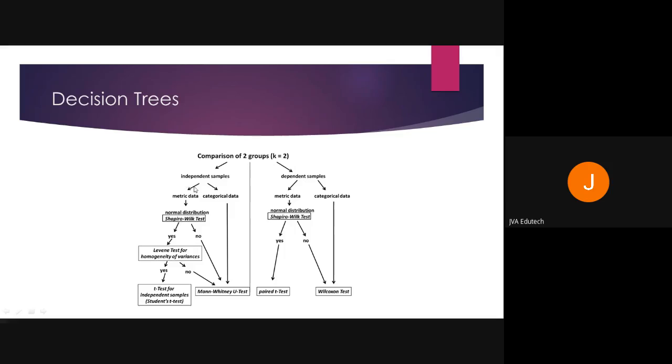Now, if the data you have taken is categorical data, directly move on to the non-parametric equivalent of this test. Mann-Whitney is the non-parametric equivalent of the independent t-test. So what happens if you have that measurement in the form of categorical data?